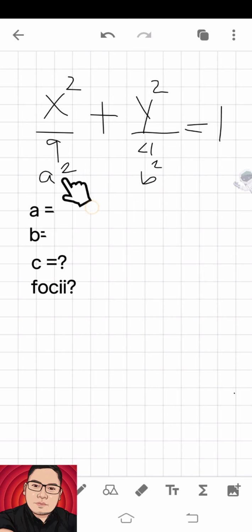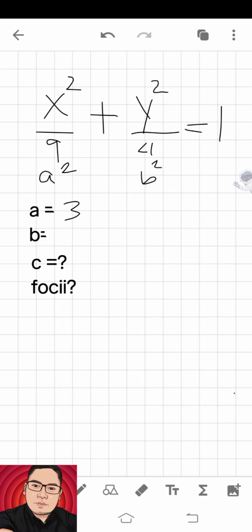It means that our major axis lies on the x-axis. In our original equation, the denominators of x squared and y squared are a to the power of 2 and b to the power of 2. Since this is 9, we first determine the root of 9, and that is 3. So the value of our a is 3. It means that there are 3 units from the center going to the vertex, or the major vertices.